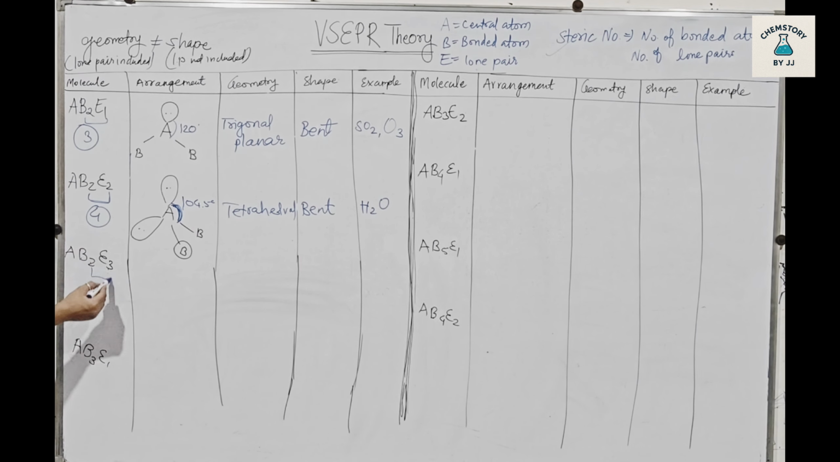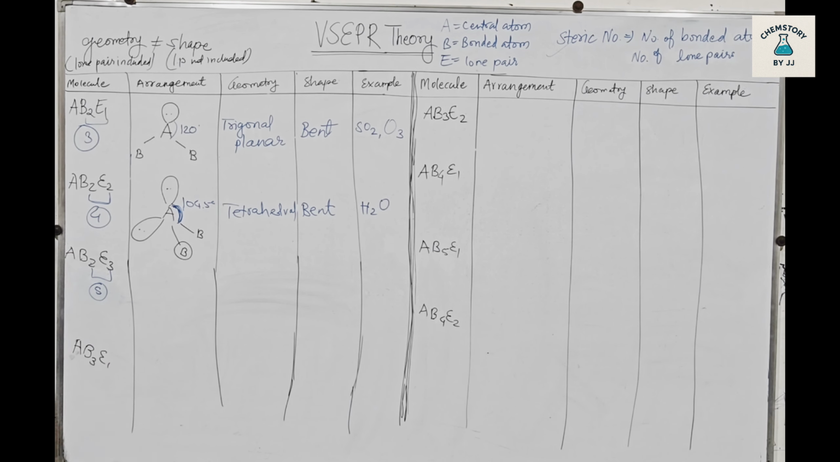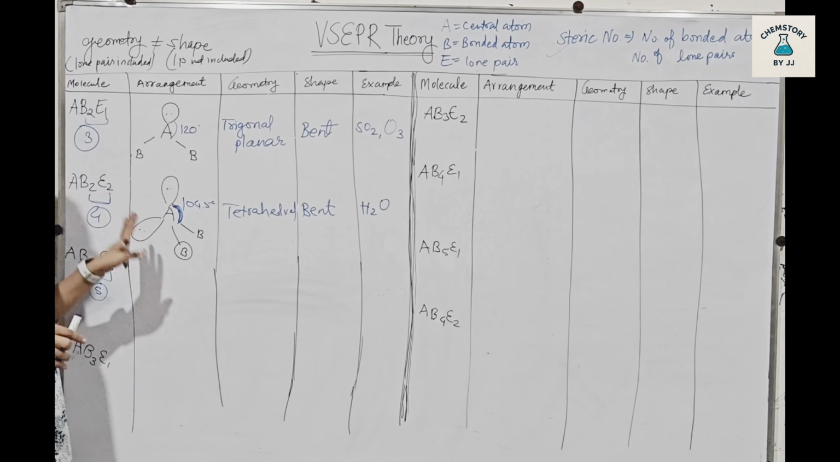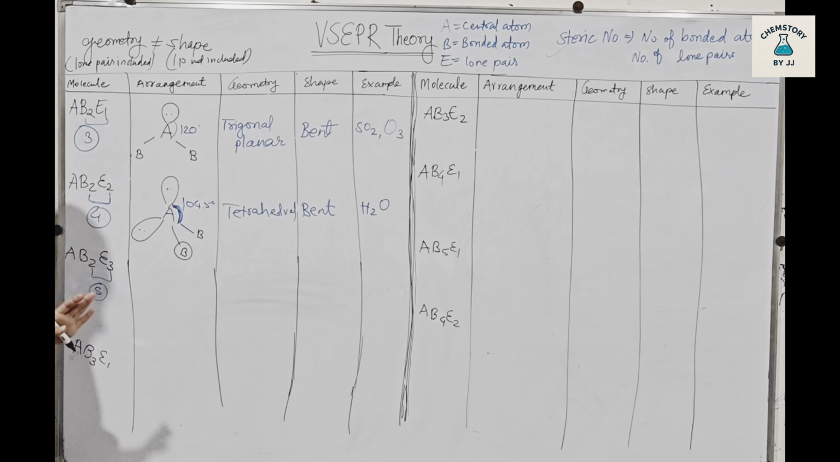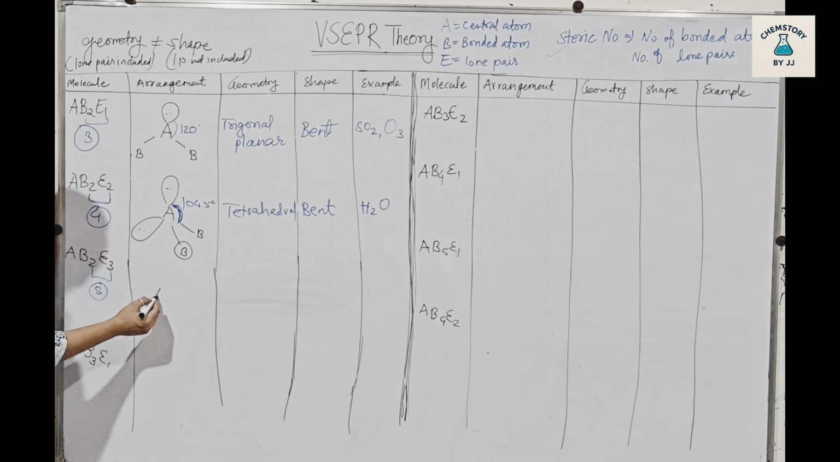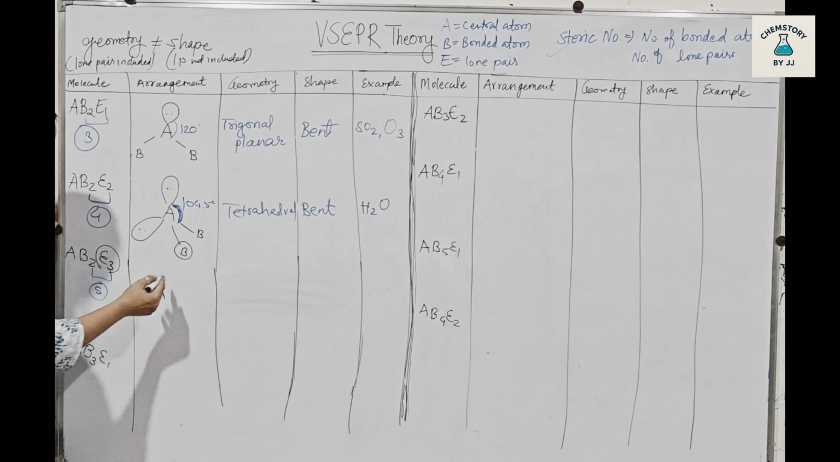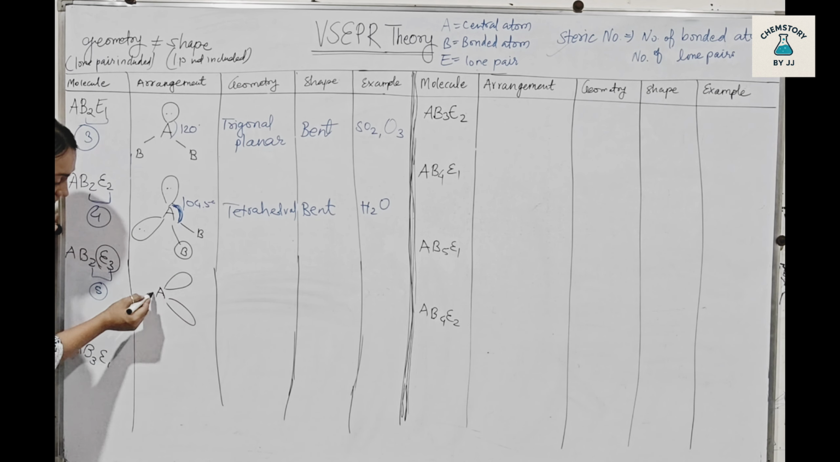See, for AB2E3 the steric number is 2 plus 3, 5. Whenever the steric number is 5, we can predict the geometry is trigonal bipyramidal. Right? We are going to arrange it. A, and these 3 E's are going to be at the maximum distance, so they are going to be arranged like this. Okay?